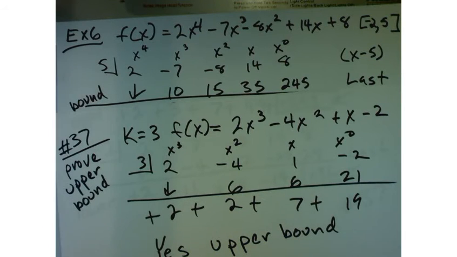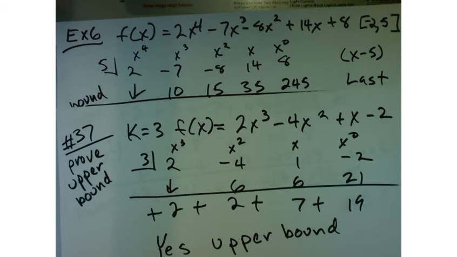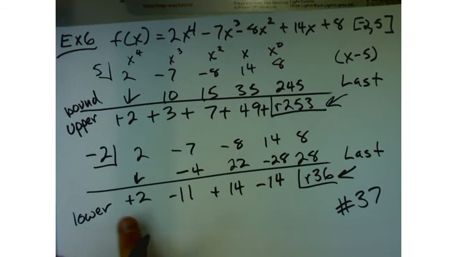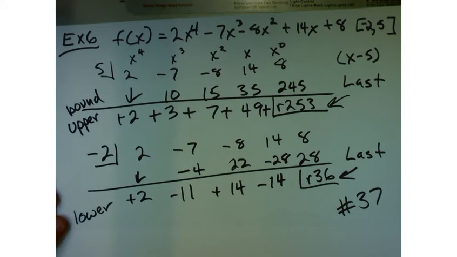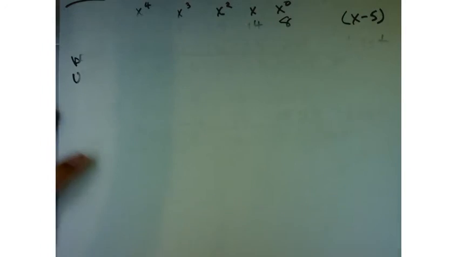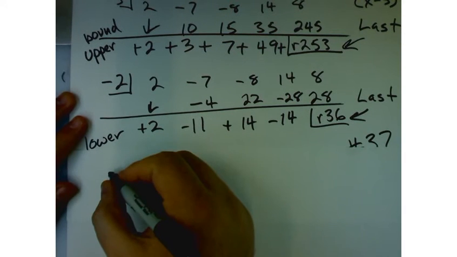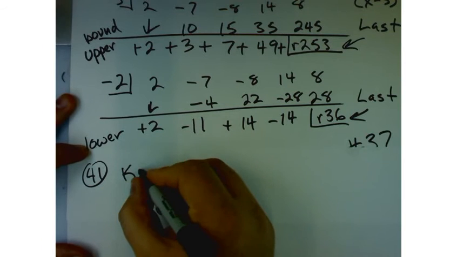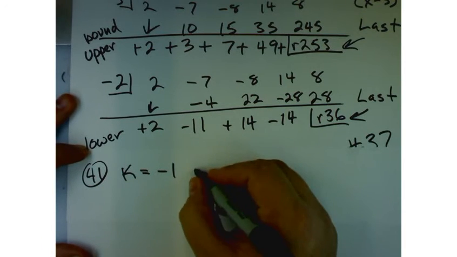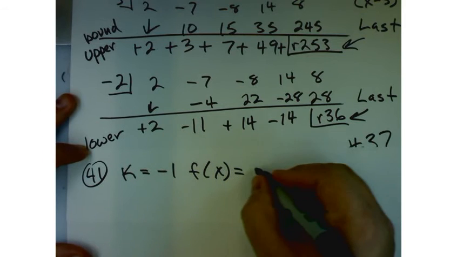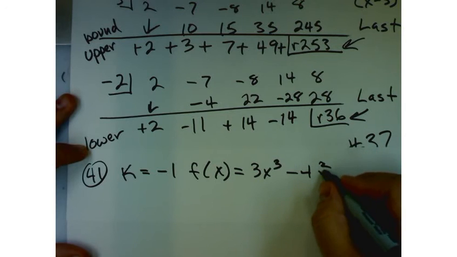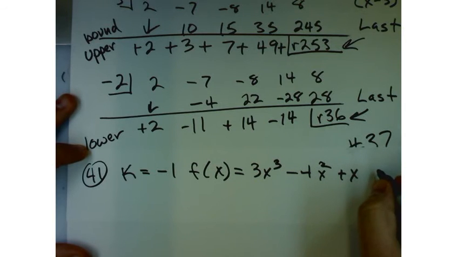Does that make sense? Now let's do problem number 41, because 41 wants us to do the same thing, but prove that it is the lower bound. So, for the lower bound, we need to have alternating signs. So, for problem number 41, they give us k is equal to -1, and they say f of x is equal to 3x cubed minus 4x squared plus x plus 3.